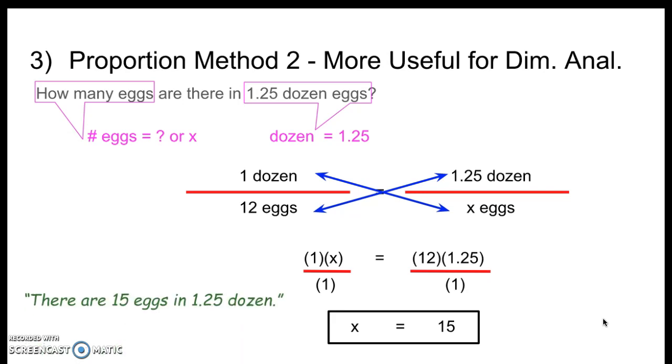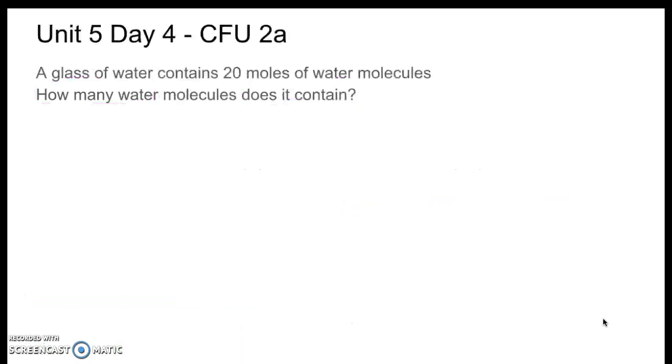And so we would say here that there are 15 eggs in 1.25 dozen. All right, for the rest of the problems you see here, we're going to use CFU questions from Unit 5, Day 4 packet. So if you need a moment to get that out, take it out now.